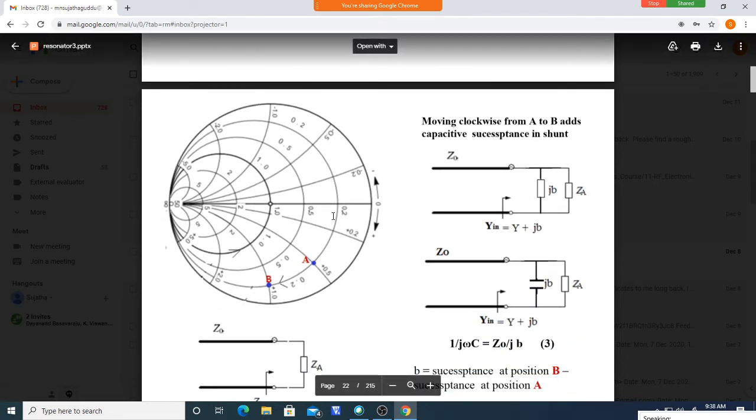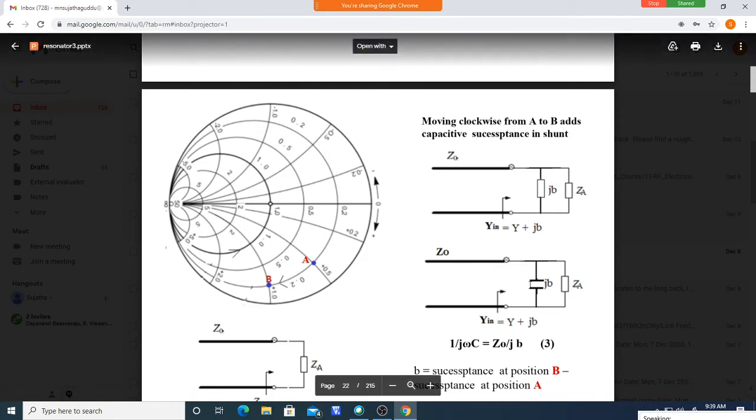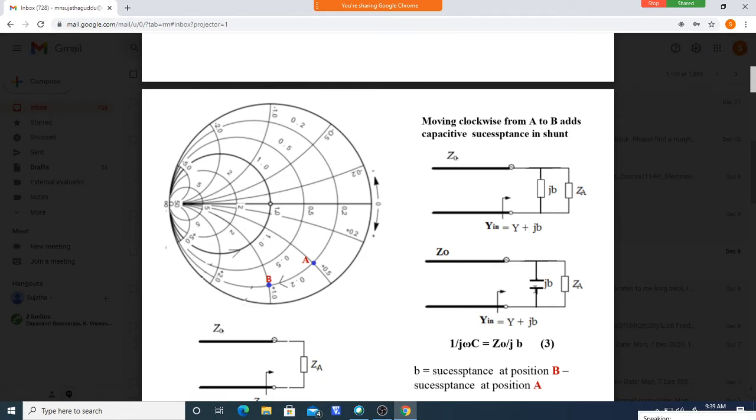This is a conductance circle. Moving on any conductance circle in the clockwise direction, like this, it adds a capacitor in shunt. A conductance circle always adds a shunt element. Moving in the clockwise direction, it adds the capacitor in shunt. The shunt element is a capacitor.